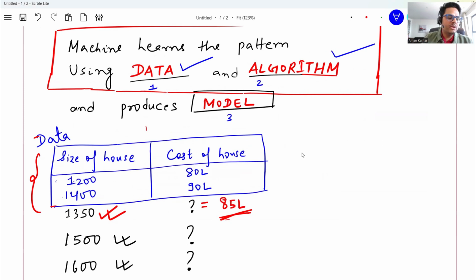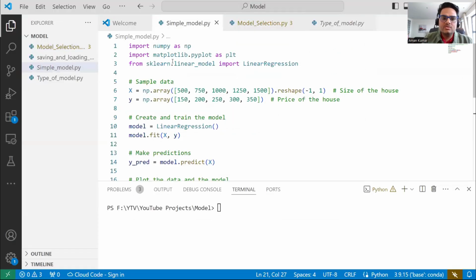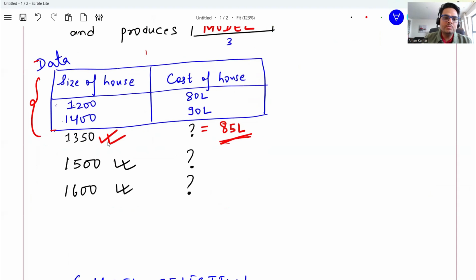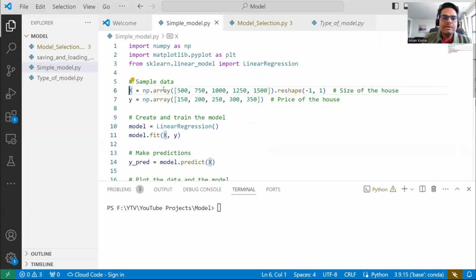So what I'm trying to do here in my code is create some data. I'm importing some packages here: import numpy, import matplotlib for plotting, and from sklearn.linear_model, I'm importing LinearRegression as one of the libraries. From line number 5 to 7, I'm simply creating some data, just like the example I gave you, size of the house and cost of the house. So in X, I'm defining some sizes of the house: 500, 750, 1000, 1250, 1500. And this reshape is basically, when you have only one feature, just to format the data.